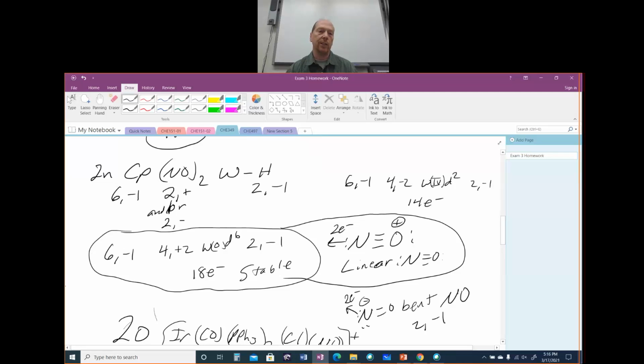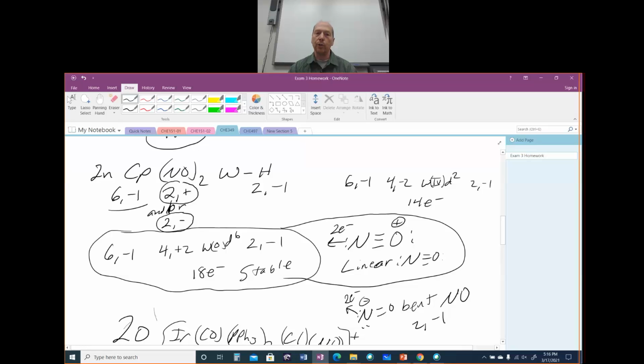2N, CP, if it says CP, it is a 6 electron minus 1. All right, so you got your 6 electron minus 1 for your CP. NO, this one is difficult because it can be a 2 plus 1 and since there's 2 of them, one could be plus, one could be minus, both of them plus, both of them minus. You're going to give the one that gives you an 18 electron complex. That's why it's an and or. All right, and then hydride is 2 minus 1.